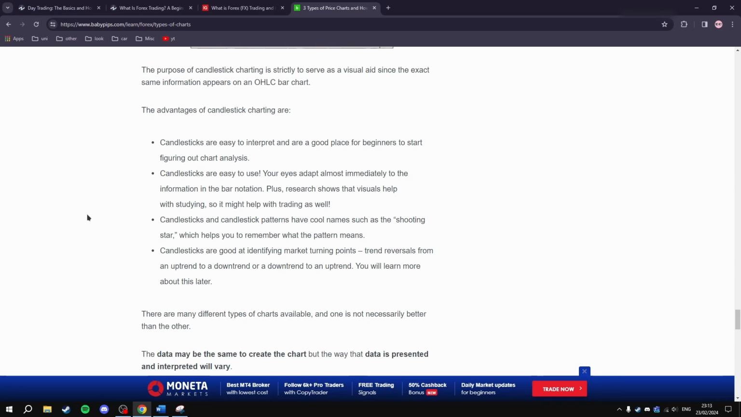Candlesticks are good at identifying market turning points. Trend reversals from an uptrend to a downtrend, or a downtrend to an uptrend. You will learn more about this later.